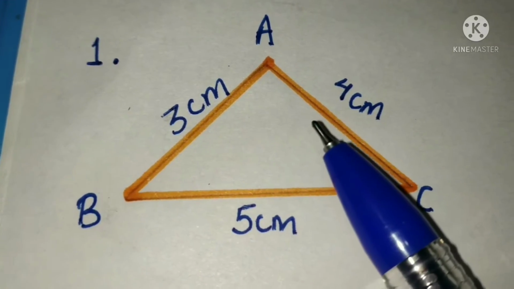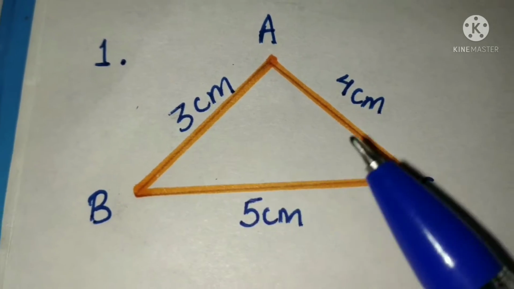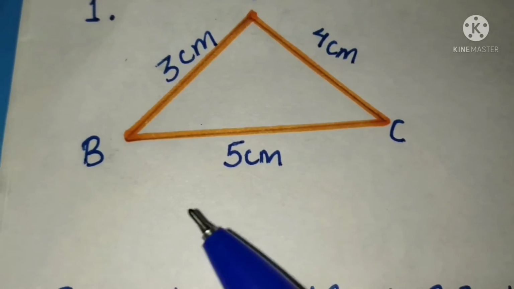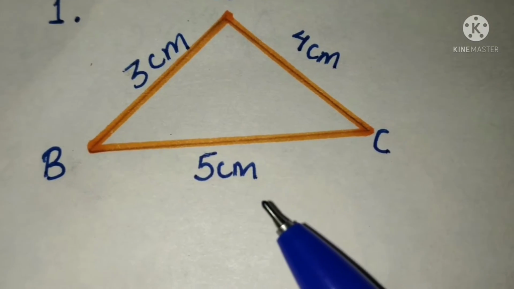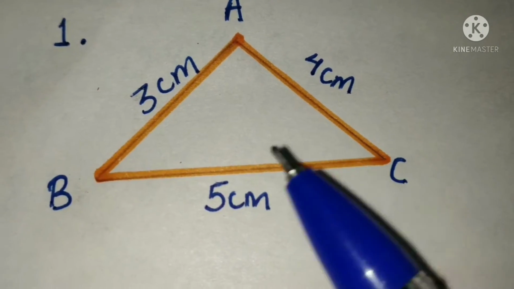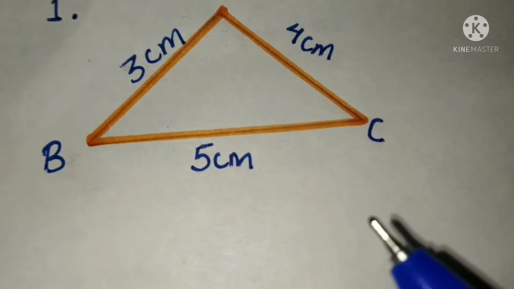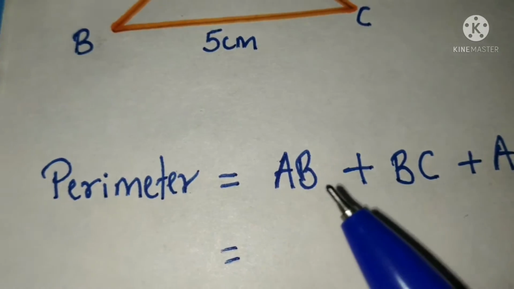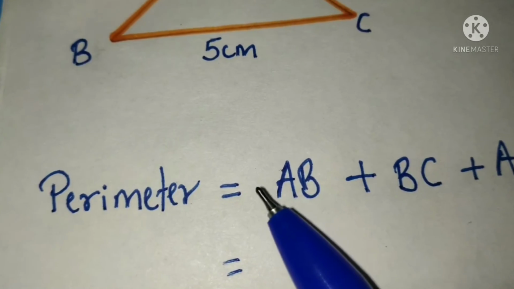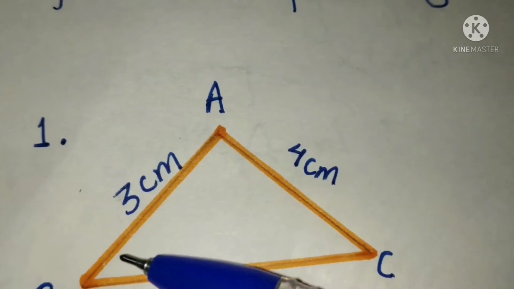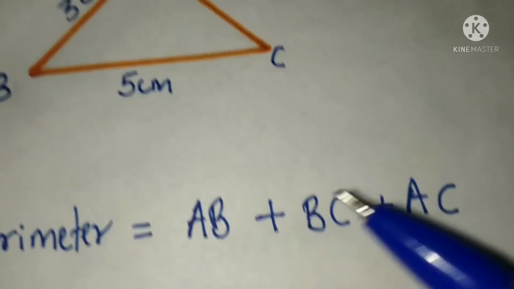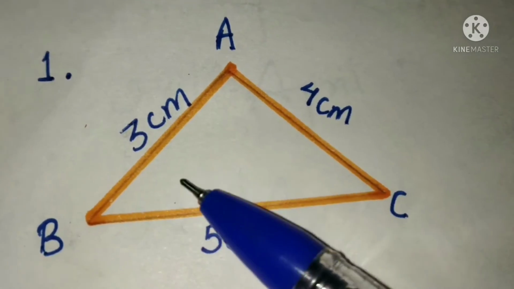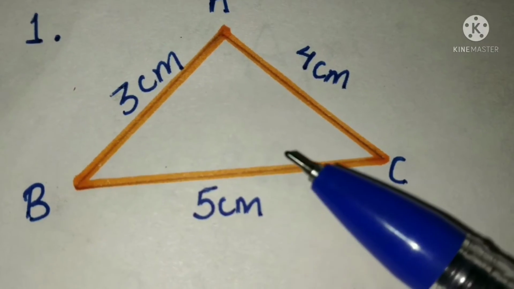So now in this triangle, you can clearly see the lengths of all the sides. AB is of 3 cm, AC is of 4 cm, and BC is of 5 cm. And if we are asked to find the perimeter of this triangle, then what we will do is add the lengths of all the sides of this triangle. So I have written here perimeter is equal to AB, the length of this side AB, plus BC this side, and AC this side. So we have to find the sum of the lengths of all the sides of this figure.